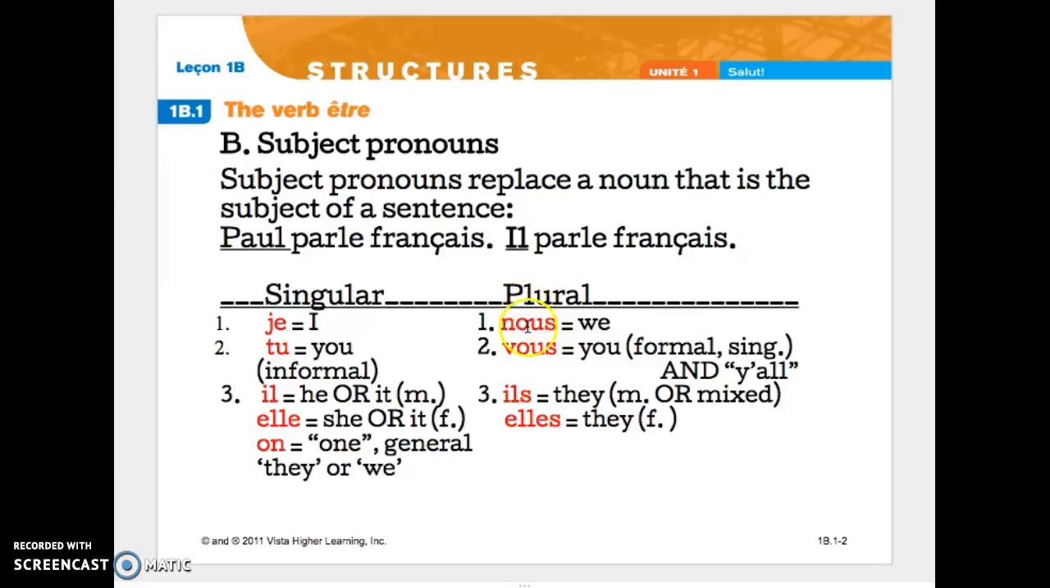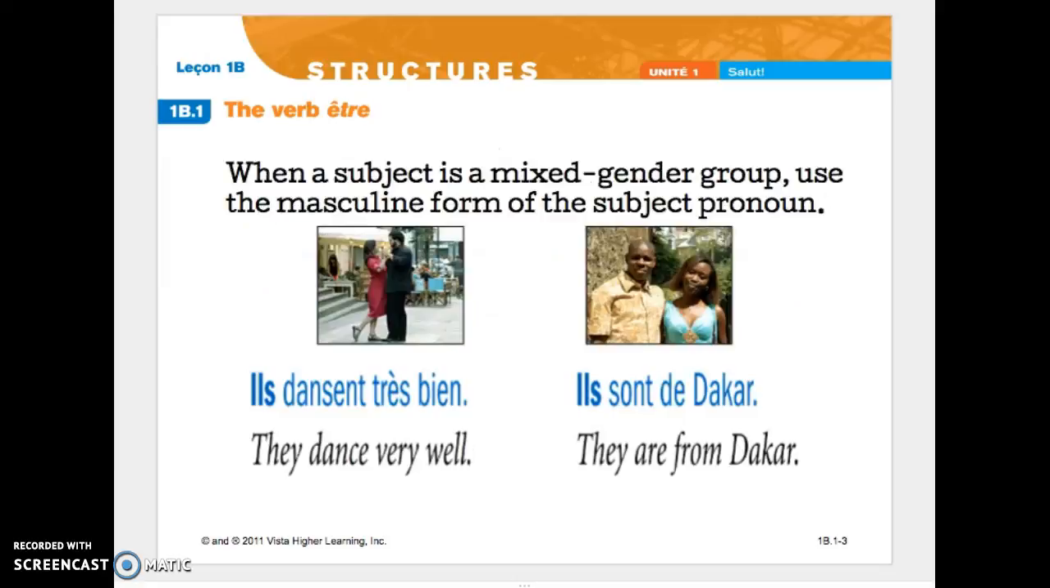On the plural side, you have nous, which means we, vous, which is the plural form of you, so we do say y'all, and ils and elles, which both mean they for different groups. Ils is they masculine or a mixed group, and elles is they feminine. When the subject is a mixed gender group, you use the masculine form.